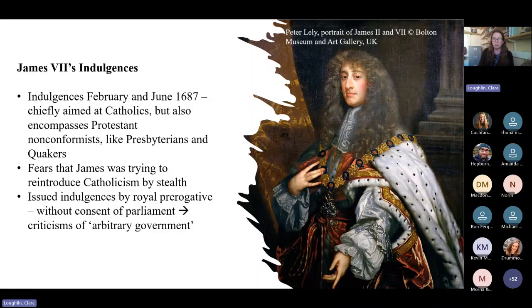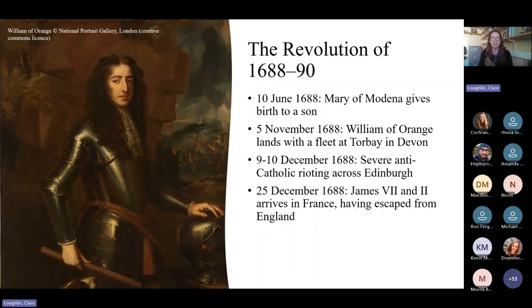But James might have clung on were it not for one event, that on the 10th of June 1688, his wife, Mary of Modena, gives birth to a son. Protestants are now confronted with not just James, but a potential long line of Catholic monarchs, and this is absolutely terrifying. It was this event that prompted 7 English lords to invite James's son-in-law, William of Orange, to intervene with James.